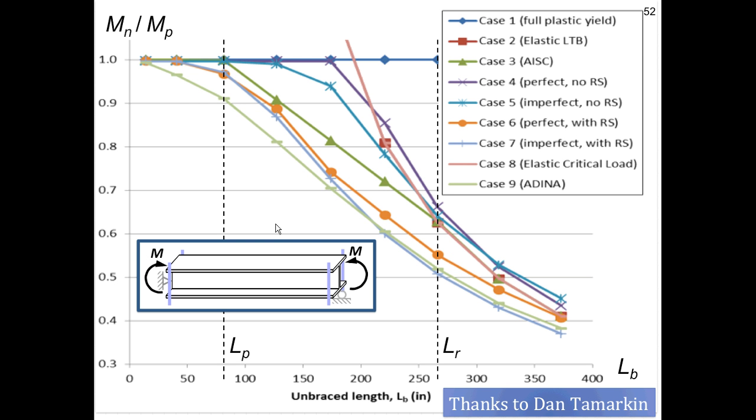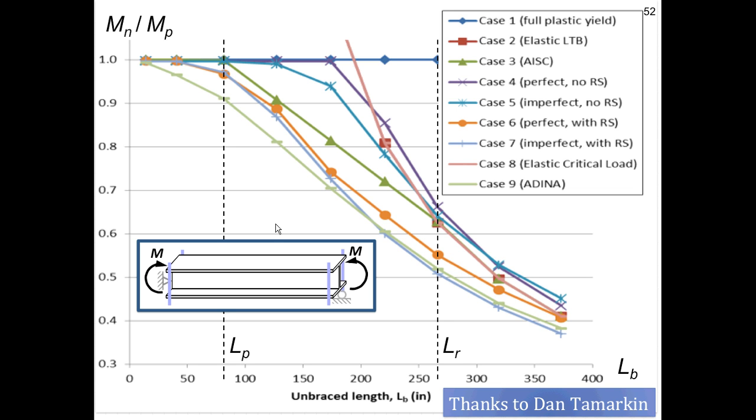And here are the beam curves. In this case, along the horizontal axis, we no longer have slenderness, but we have unbraced length. And on the vertical axis, I've taken the capacity computed either by AISC or by the computer and normalized it by the plastic moment capacity.